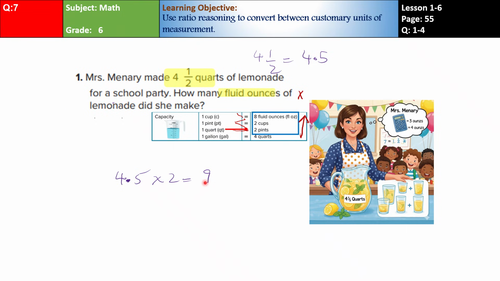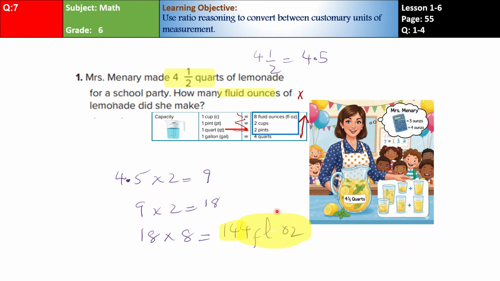Now I will use this 9. Then I will multiply this 9 with 2 cups. So 9 times 2 will give me 18. I reach cups. 1 cup is 8. How many will be there in 18 cups? 18 times 8, that is 144 fluid ounces. So this is our answer.